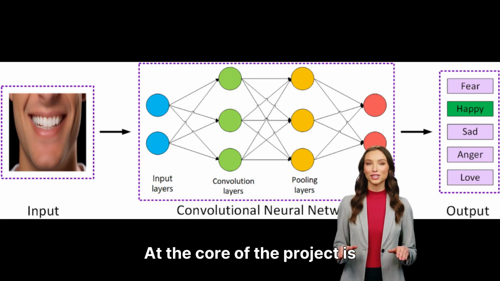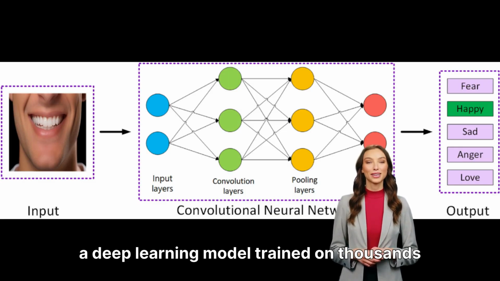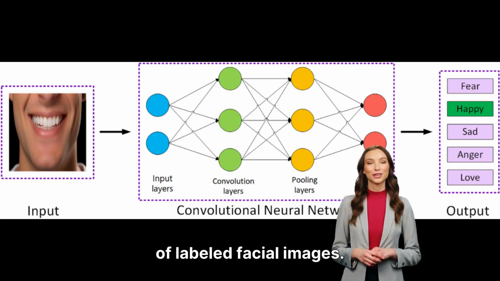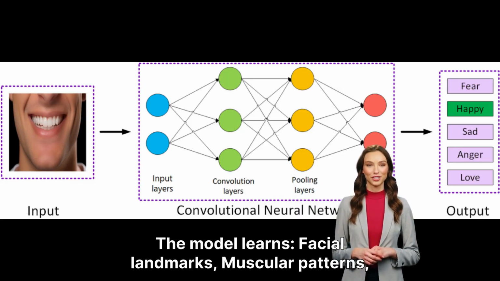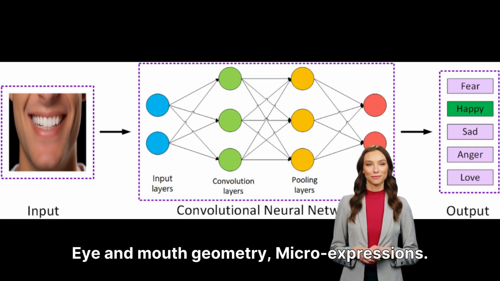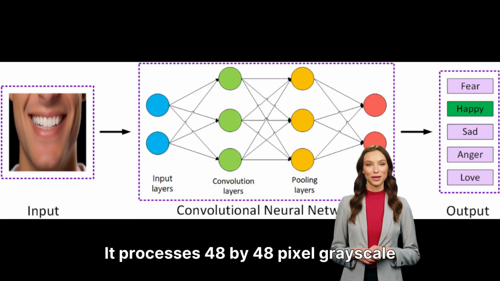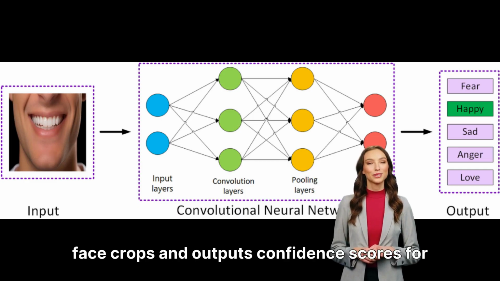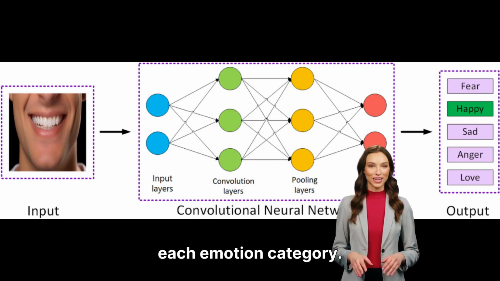At the core of the project is a deep learning model trained on thousands of labeled facial images. The model learns facial landmarks, muscular patterns, eye and mouth geometry, micro-expressions. It processes 48 by 48 pixel grayscale face crops and outputs confidence scores for each emotion category.